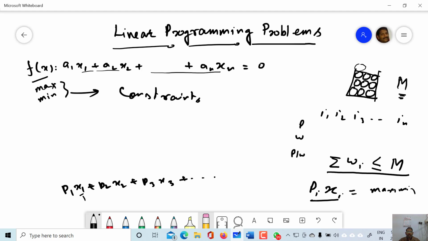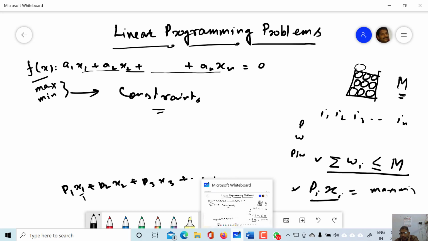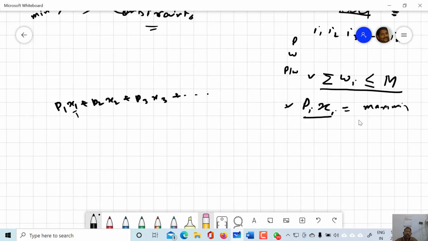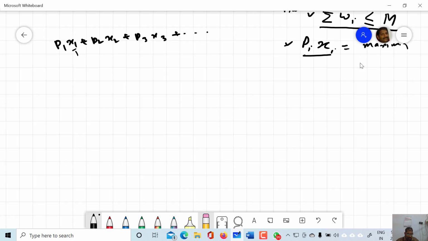So this equation is very similar to the linear equation, and you are expecting that based on some constraint the value is either maximum or minimum. I think by this example you could better understand the basic theme of the linear programming problem.